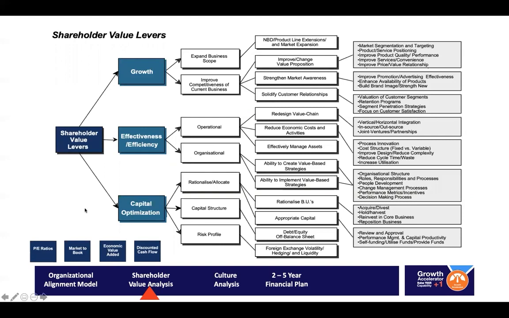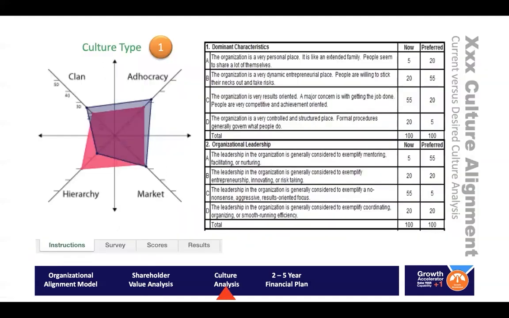Again, a detailed system that will help you analyze the PE ratios, market to book, economic values, and discounted cash flow of the company. We'll also provide you with an in-depth culture analysis, which will look at both organizational and leadership culture within the company, and provide you with the ability to do a survey in order to establish, in a visual representation, what the culture is currently and where it should be moved to.